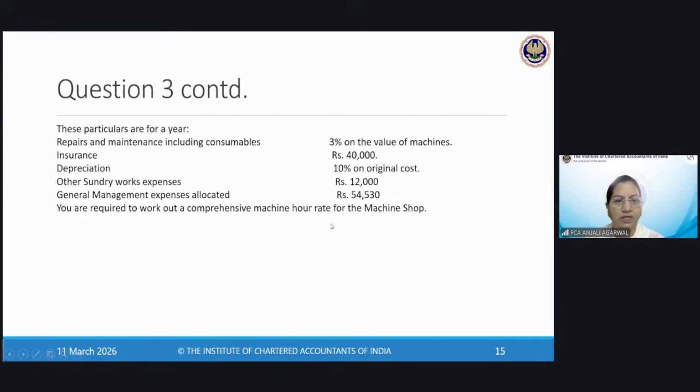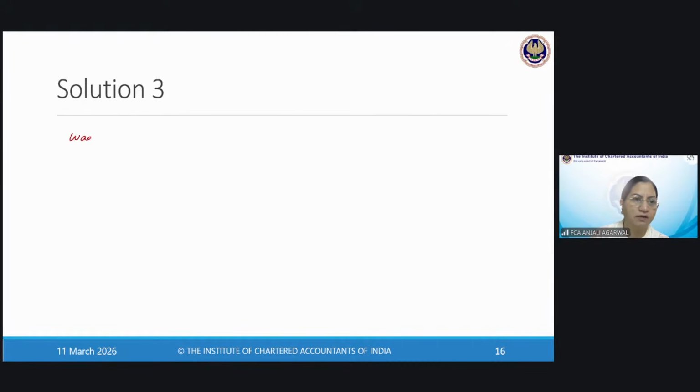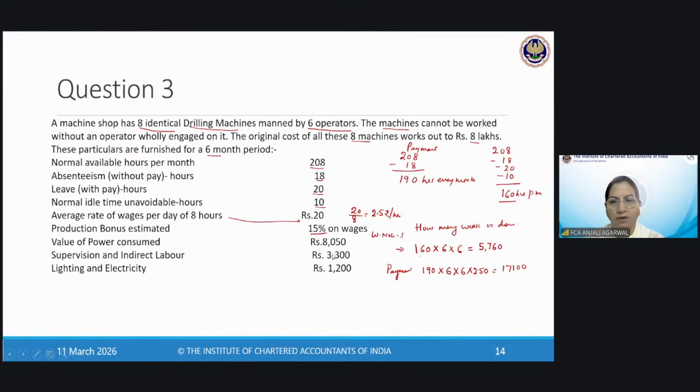Then there are some particulars which are for the year. So first let us write what is the wages. What is the bonus? Power. Bonus is 2,565. Supervision 3,300, lighting 1,200.